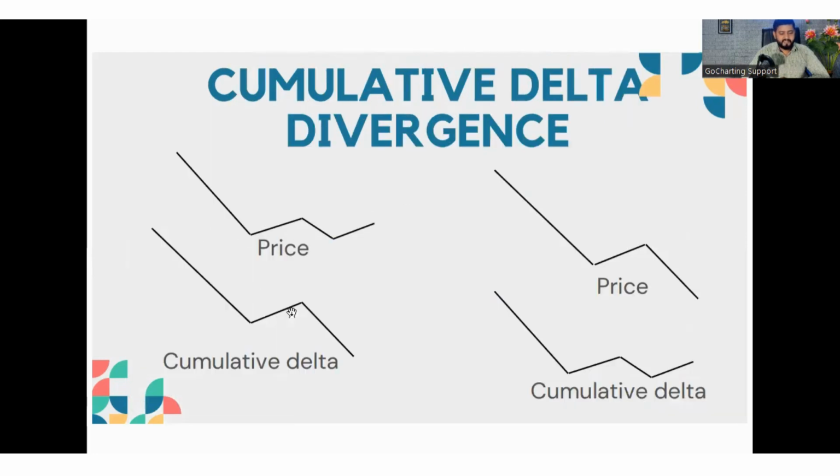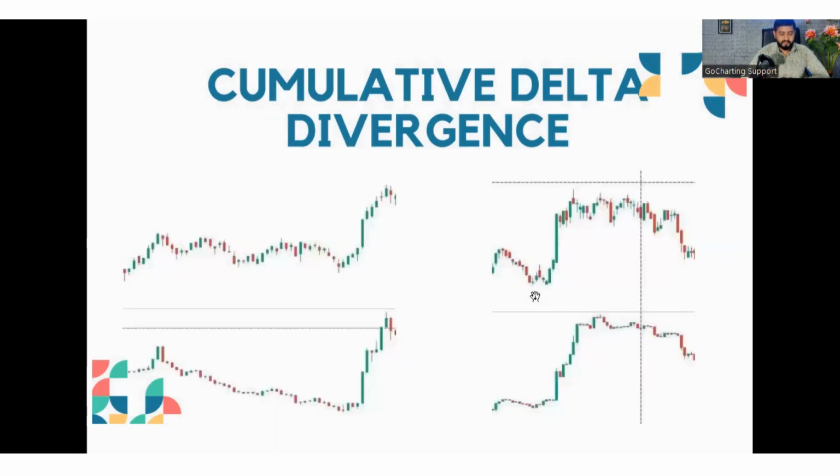These are the examples in the bearish market. Here the delta is making a lower low, but the price is actually not making a lower low. It is making a double bottom. And here the cumulative delta is making a double bottom, but the price is making a lower low, right? So these are the cases of cumulative delta divergence. The same example can be seen here where the delta is going down, but the price is not going down.